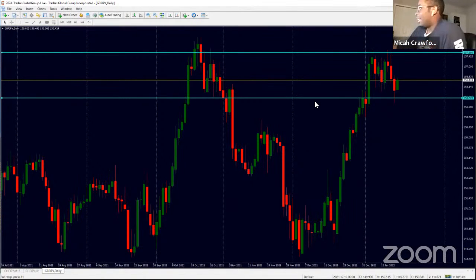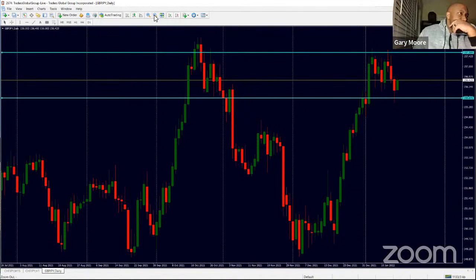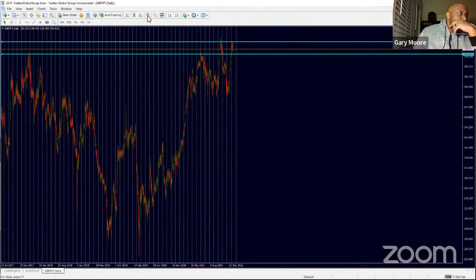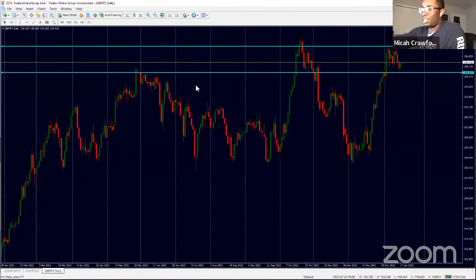So I need for us to get out of this little consolidation range on the daily, y'all. But all right, you got it. Go ahead and go over what you wanted to look at.